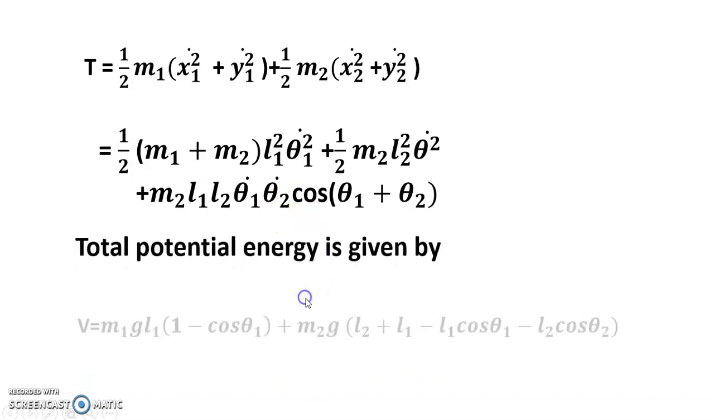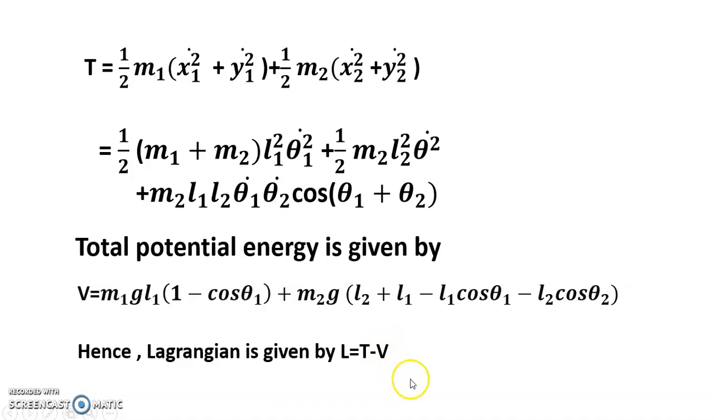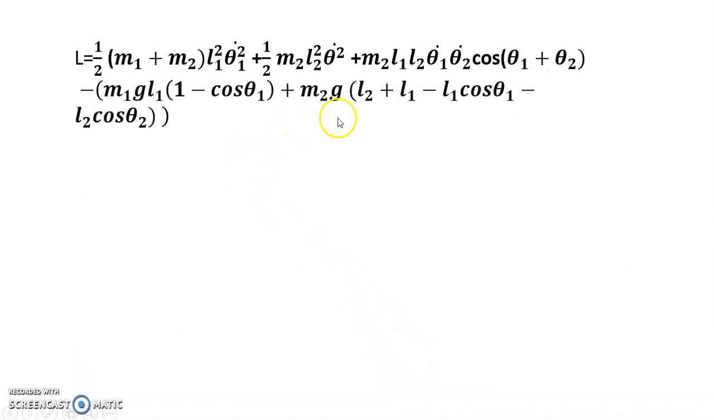Total potential energy is given by m g L1 (1 minus cos theta 1), because this is the height. Potential energy is equal to m g h. Similarly, this is the height of the second ball, and hence the Lagrangian is given by L equals T minus V. So I put in all the values of T minus V, and this is my equation number 2.